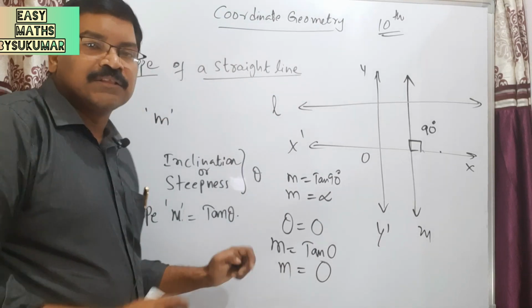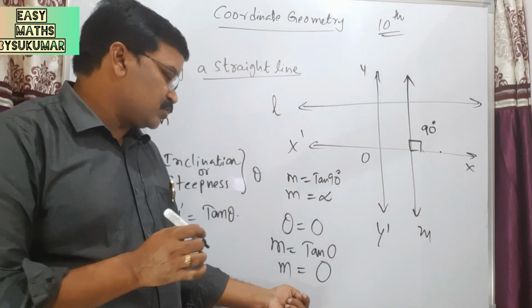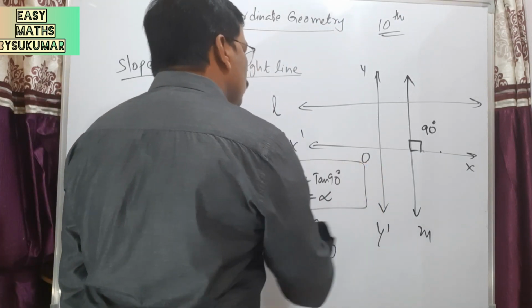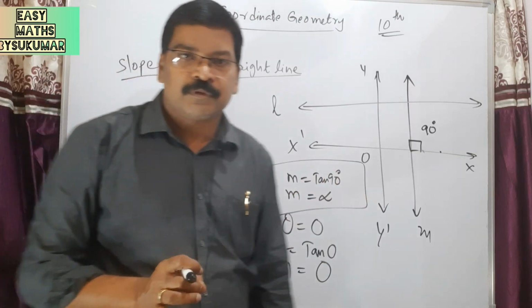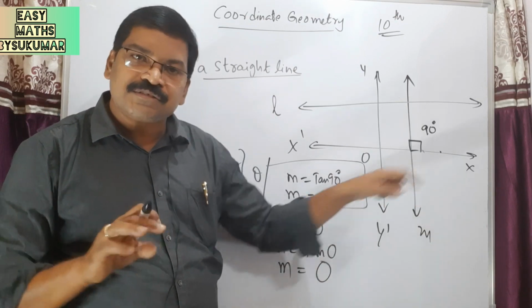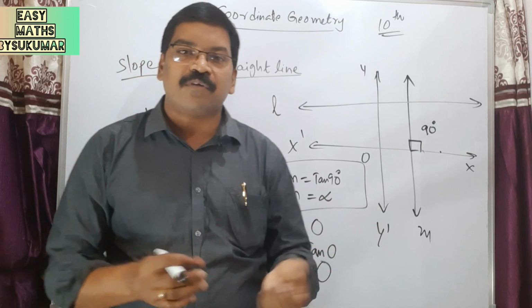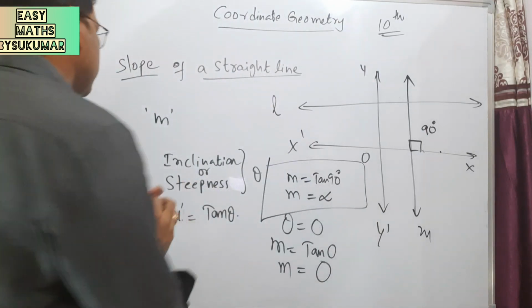That means the slope of a line parallel to the x-axis is 0 and the slope of a line parallel to the y-axis is undefined. So please remember these two points. The slope of the x-axis is also 0. The slope of the y-axis is undefined. I hope you understand this concept, students.